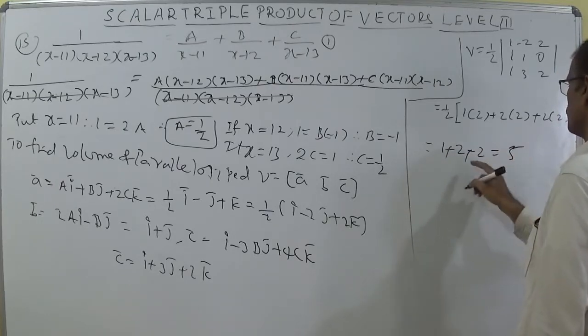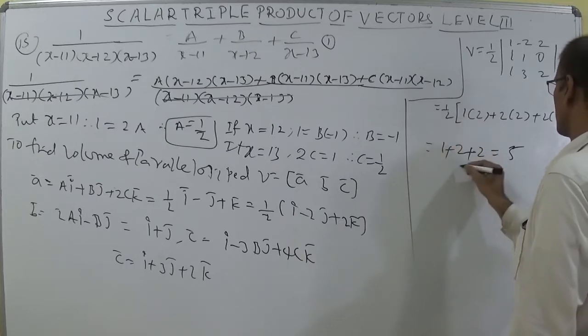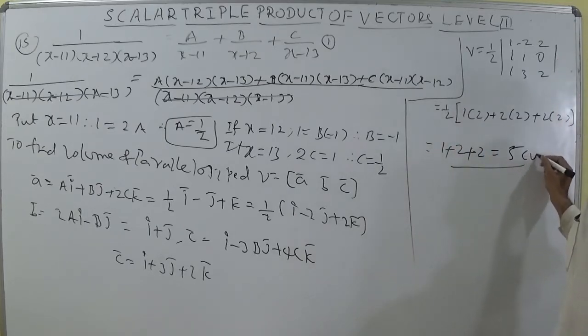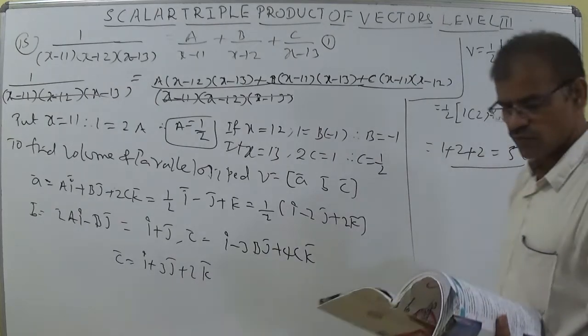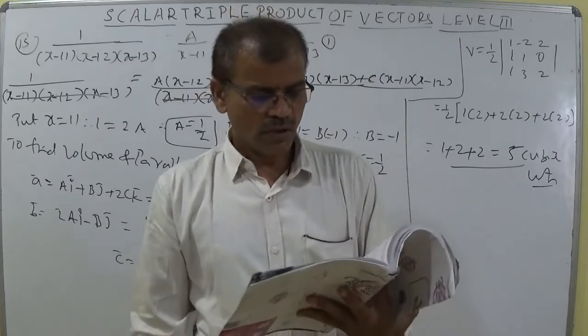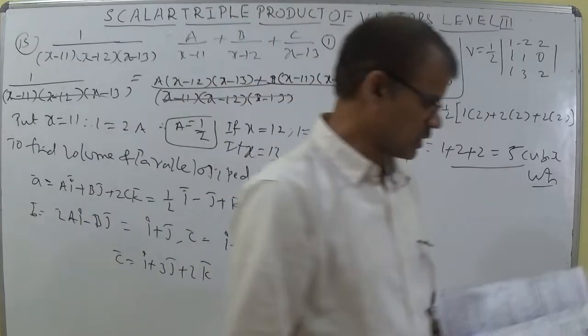So the volume of the parallelepiped is 5. Whenever the volume is given, you should write it in cubic units. So 5 cubic units is the volume. Here it is the first option.